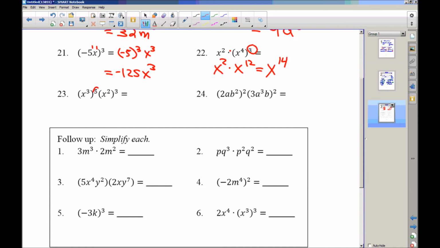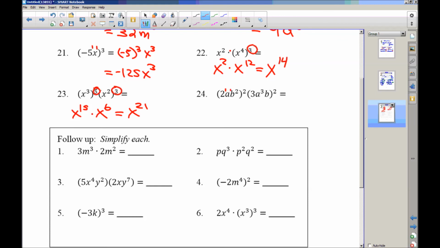All right, our last two. Same thing, we got to do the exponents outside first. So x to the 15th, 3 times 5, times x to the 6th, 3 times 2, makes x to the 21st power.